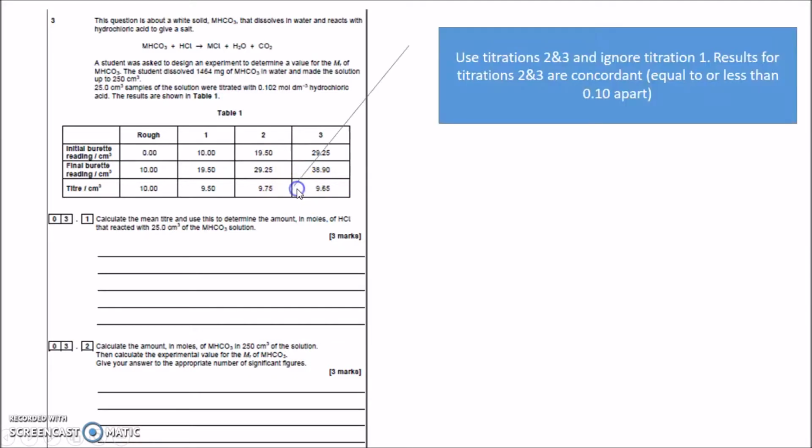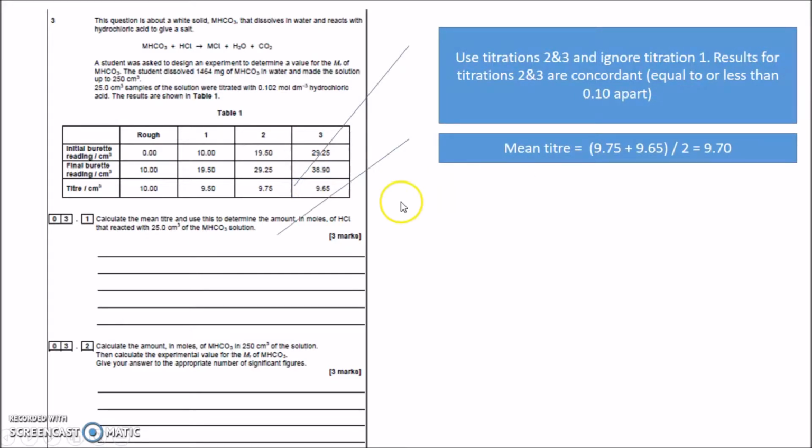We hope that titrations 2 and 3 are within 0.10 centimetre cubed of each other, and yes they are. If you take away 9.75, take away 9.65, it's 0.10. So these two are the two to use. We call those concordant results. Concordant means the two values are equal to or less than 0.10 centimetre cubed apart. So we're using titrations 2 and 3. We add the two together, divide by 2, 9.70 is the mean titre. I'm doing it to 3 significant figures because all of the other titrations, 1, 2 and 3, are to 3 significant figures as well.